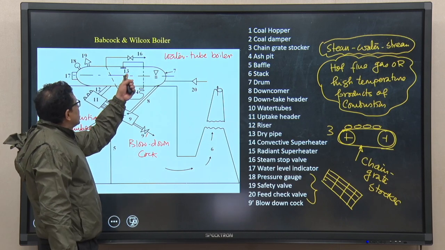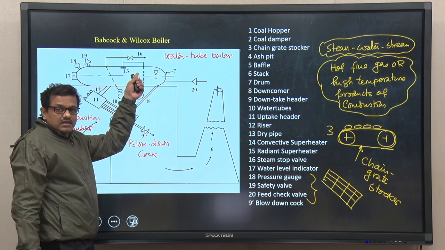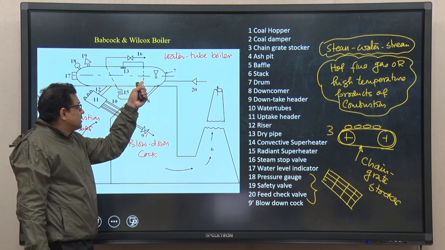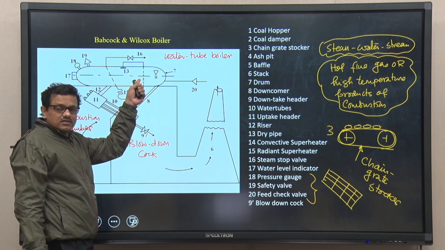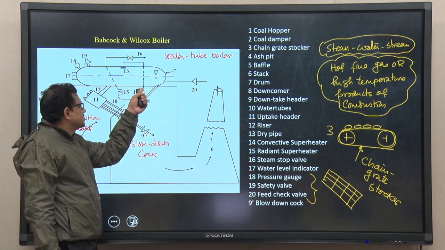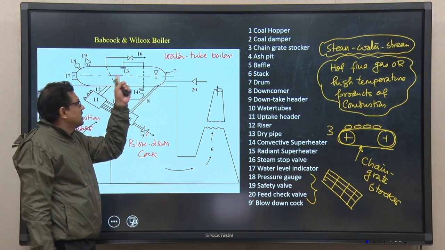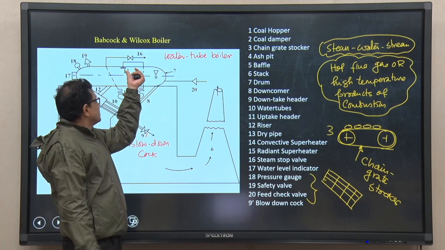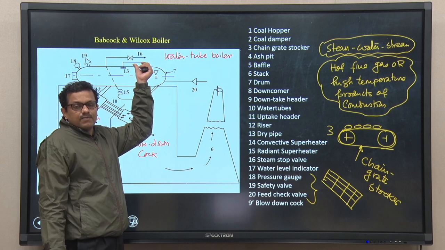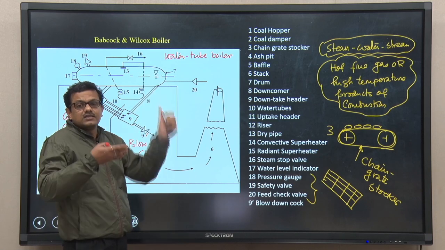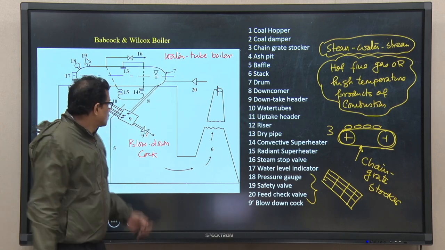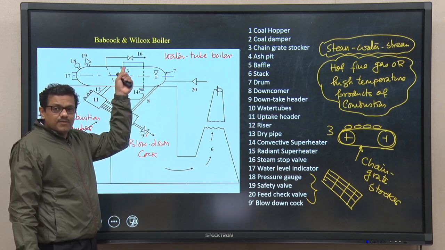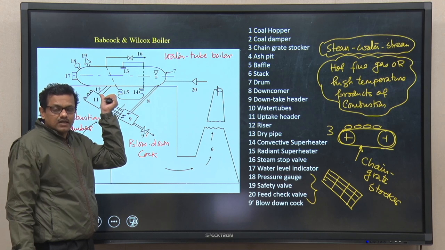So, you know that if the quality of the steam is not very high, then even allowing steam to flow through these two superheaters, it is very difficult to get superheated steam at 16. That is why the dry pipe 13 is there. The purpose of the dry pipe is to increase the dryness fraction of the steam before it enters the superheater.